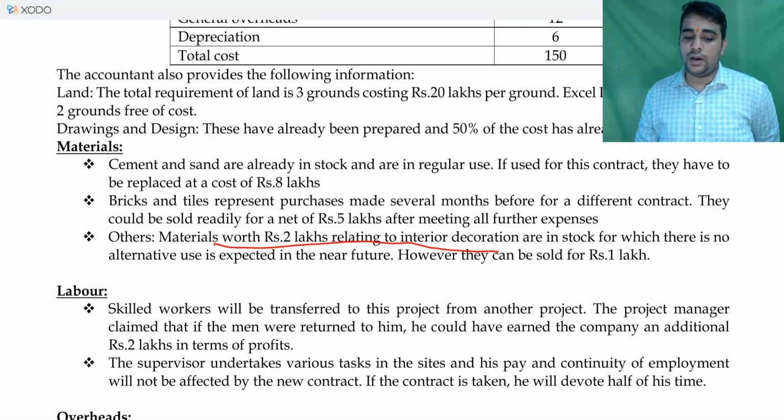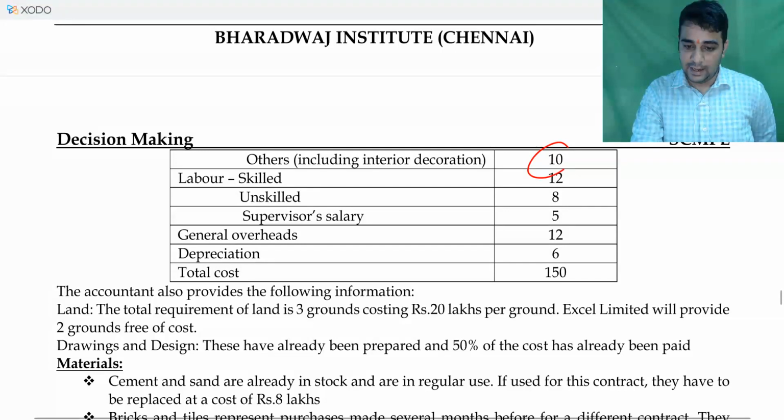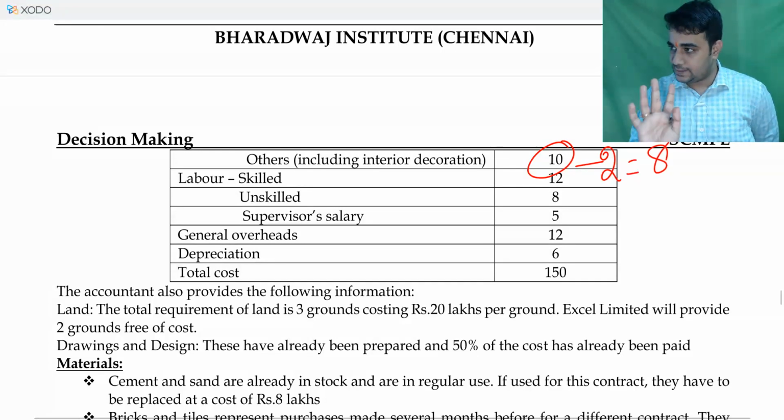No, you already have this material in stock. No, why will you spend 2 lakh? Yeah, I have already have that. In case I am selling that to other person, I will be getting 1 lakh. Correct. If I use it in my project, I will be reducing the 2 lakh cost. No, so if you use in your project, this 10 lakh already has this 2 lakh, so 8 lakh is the others, 2 lakh is interior decoration.